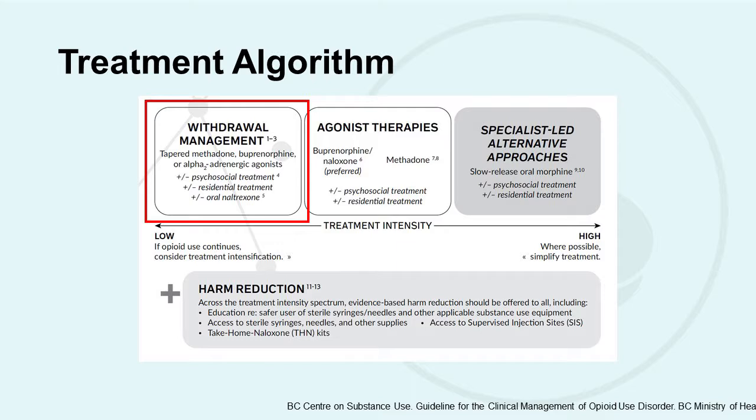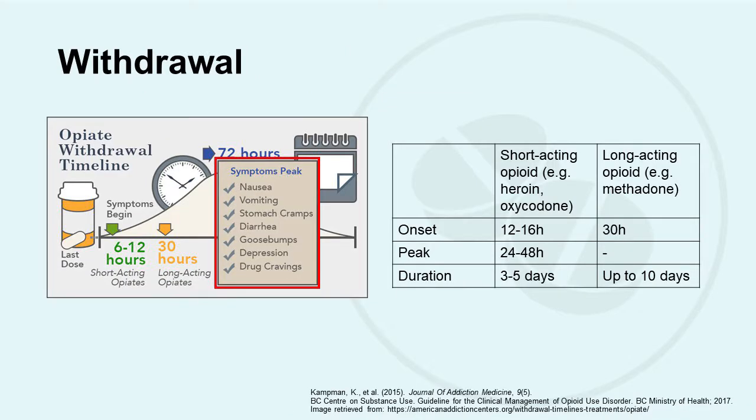We should start with the lowest intensity treatment options, for example, withdrawal management. This may include pharmacologic agents to manage withdrawal symptoms, and it may or may not include psychosocial and residential treatment. Withdrawal symptoms typically include nausea, vomiting, diarrhea, drug craving, and extreme malaise. Although not truly life-threatening, it is often described as being so.